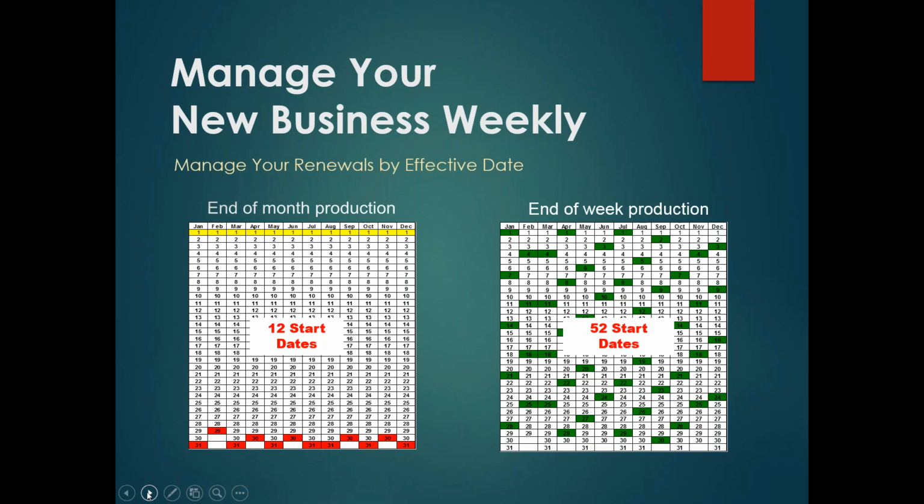So looking at your production weekly gives you 52 start dates rather than 12 start dates, and that is much more manageable. And it holds yourself and any of your producers accountable for whether they're making progress or not. So manage your new business by week.